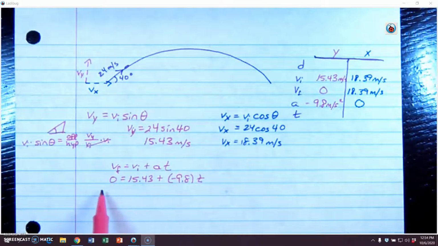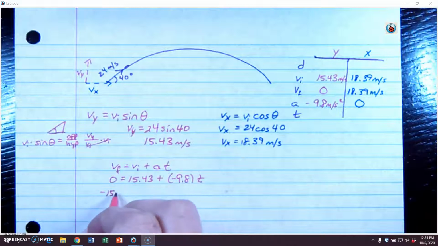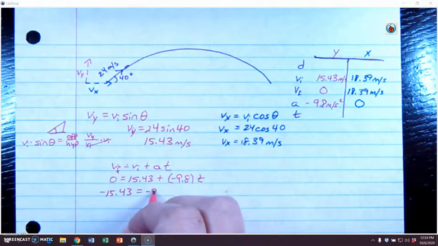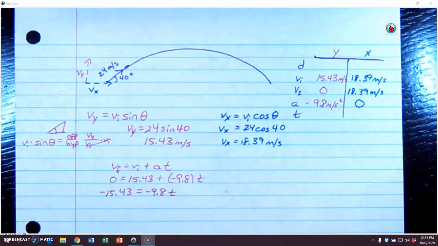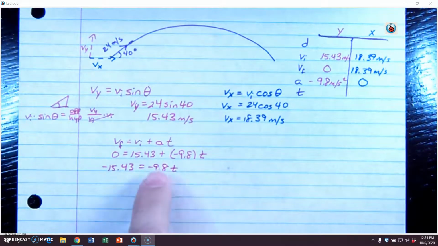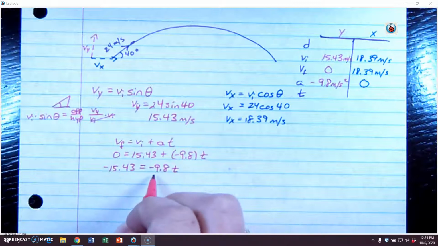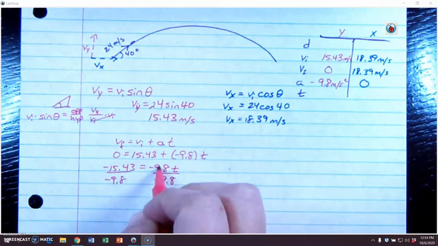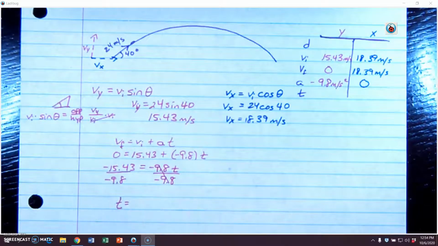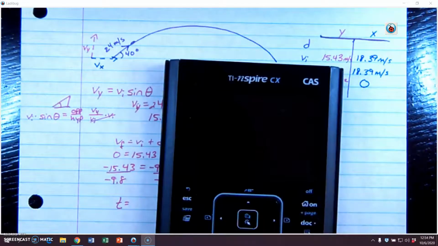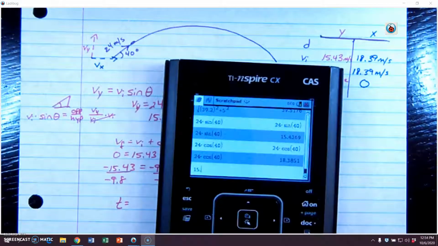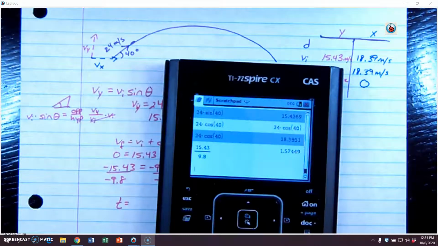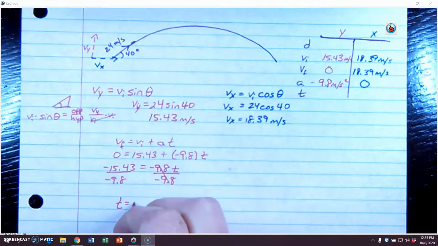So what I'm going to do is pull that 15.43 over to the other side. Then I can separate the 9.8 and the T. I will do that by undoing that multiplication, dividing, that's the opposite of multiply. And I get a time of 1.57.